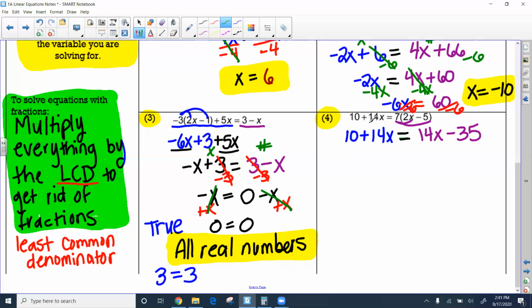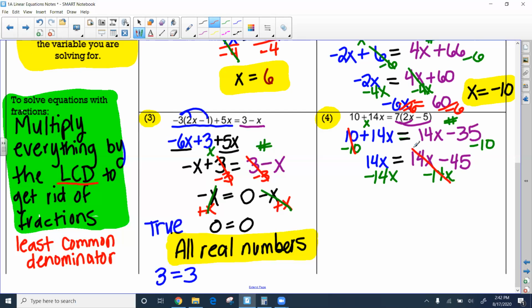If I'm trying to isolate the x, I want to get the x's on one side and the numbers on the other. So the first thing I'm going to do on the left side, I'm going to keep the 14x where it is, and I'm going to subtract 10. So now on the left side, I just have 14x. On the right side, I have 14x minus 45. Now on the right side, we only want numbers. So that means I have to get rid of the 14x, so I'm going to subtract 14x. And of course, whatever I do to one side, I do to the other.